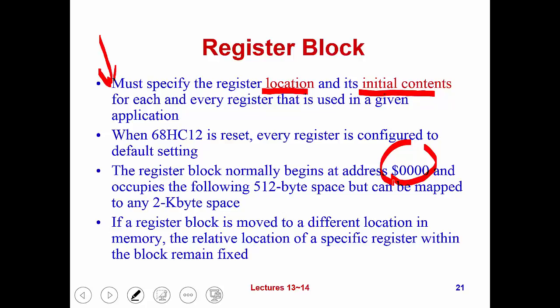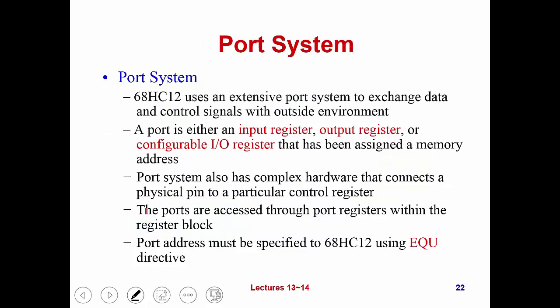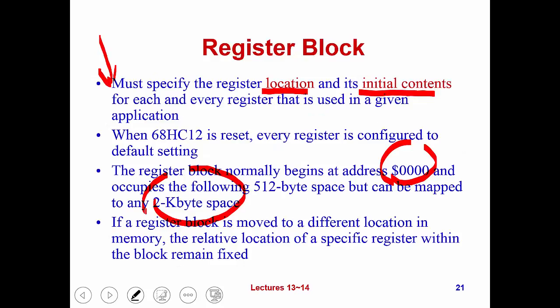However, we can remap it. We can remap it to any 2K space out of memory. But when we move to a different memory location, for all these registers the relative location still remains unchanged. In other words, for all these 512 bytes of memory locations, we have a large number of registers, and the order is all the same, no matter where you move to. So that's pretty much about registers.